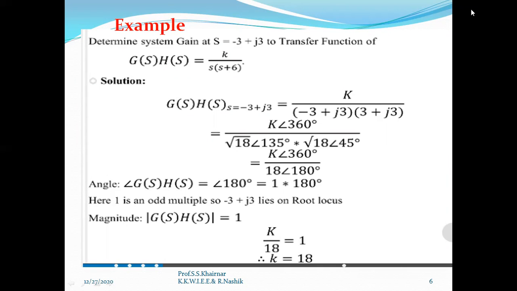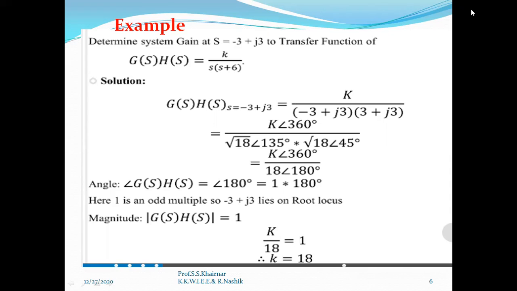Okay. So it is K into 0 degree or 360 degree. It is the same. And this is the angle. So what it becomes? K angle 360 degree divided by 18 angle 180 degree. So angle of G(s)H(s) is equal to 180. So 360 minus 180, it is 180 degree. That is equal to 1 into 180 degree. Here 1 is an odd multiple. So minus 3 plus j3 lies on the root locus.